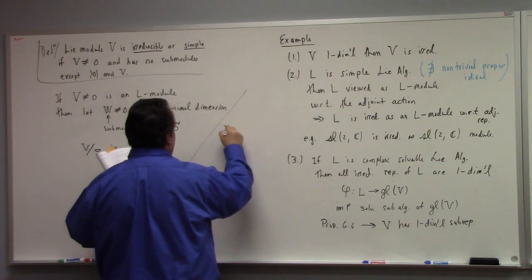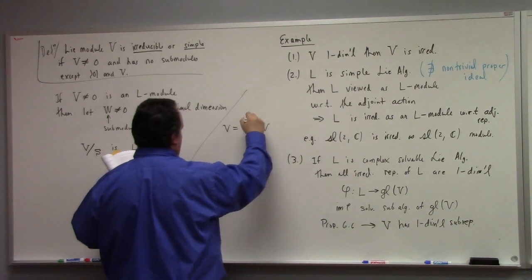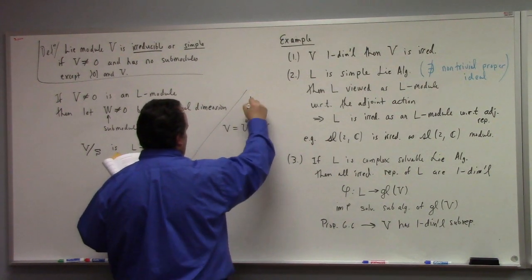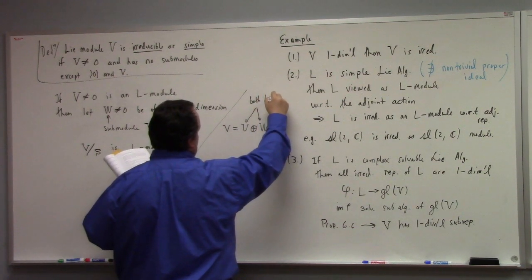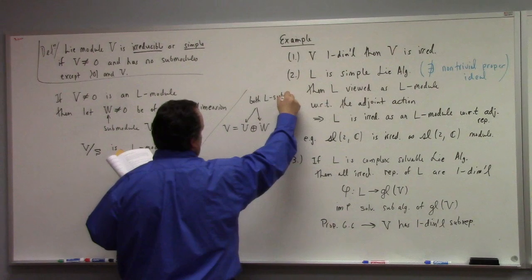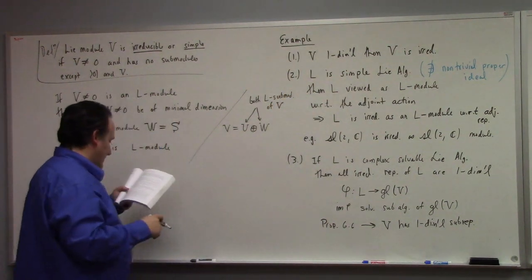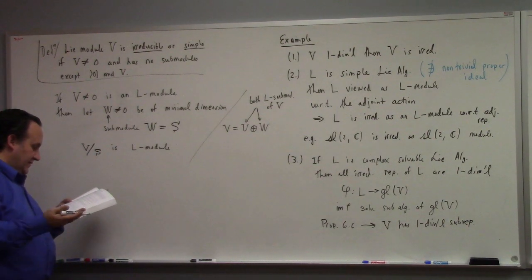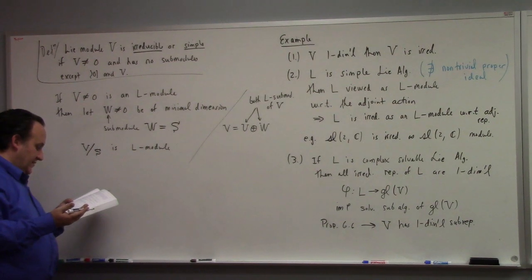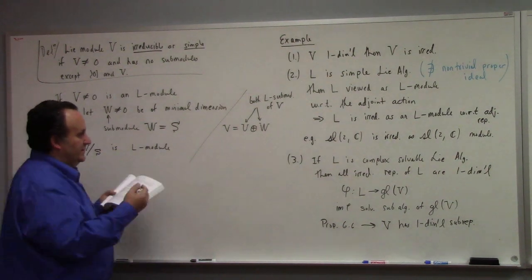If you have V is equal to U direct sum W, and both U and W are L submodules of V, then we say V is the direct sum of the L module U and the L module W. And the module V is said to be indecomposable if this is impossible.